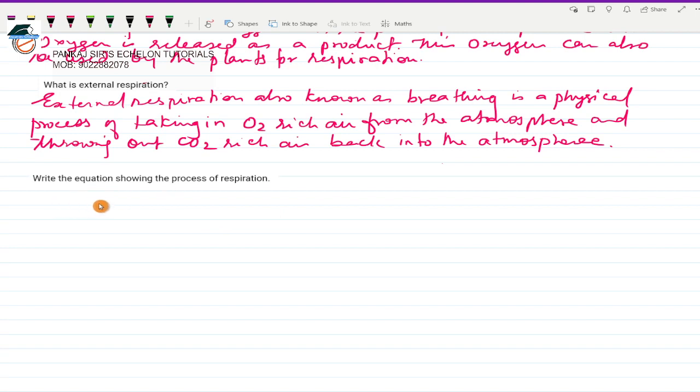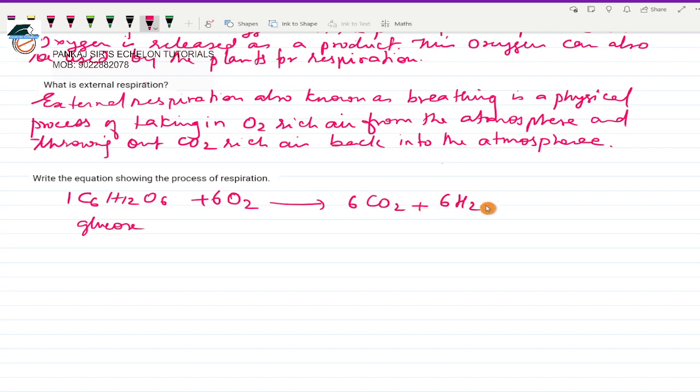Let me write down C6H12O6. This is your glucose. This combines with oxygen. One molecule of glucose combines with 6 molecules of oxygen to give 6 molecules of carbon dioxide, 6 molecules of water, and some 38 molecules of ATP, which is nothing but the energy currency. So glucose combines with oxygen to give carbon dioxide, water, and energy. This is the chemical reaction representing respiration. So that's the answer for this question.